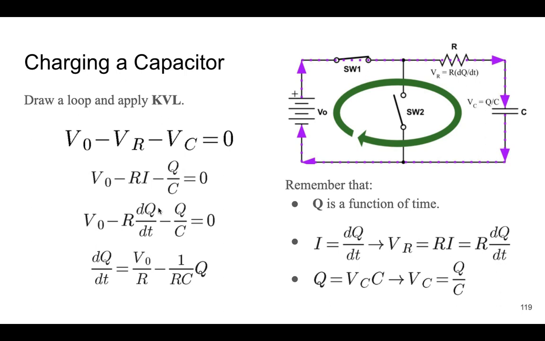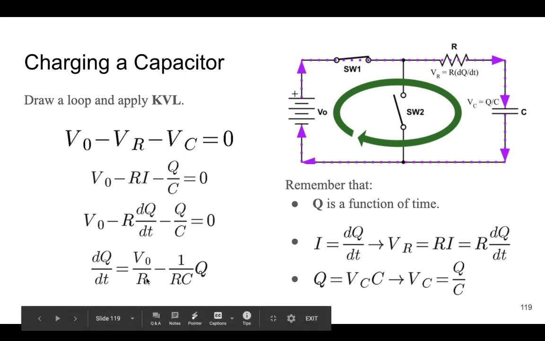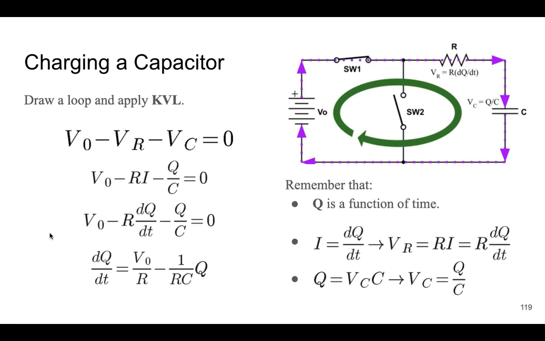So in calculus speak, you would say current I is dq/dt. So this I just became this. Then I did some algebra and rearranged it. So you get this guy. dq/dt is equal to V naught over R minus 1 over RC times q.